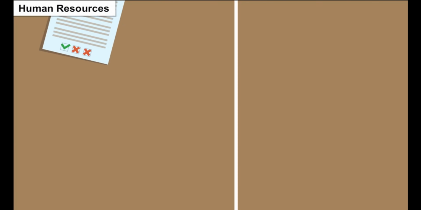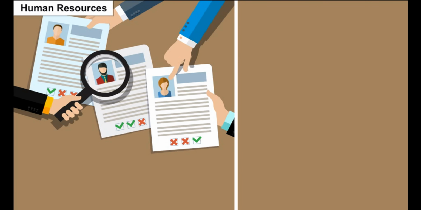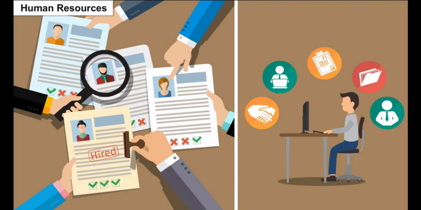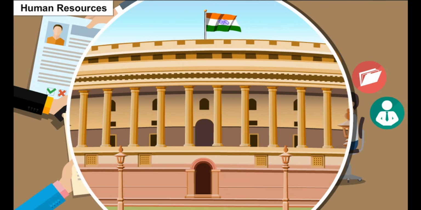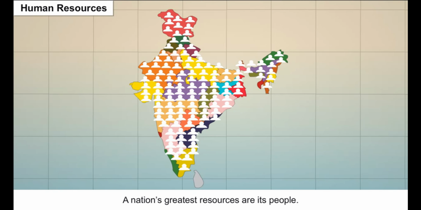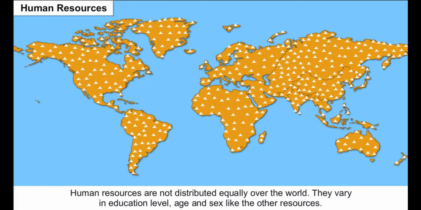Distribution of population. Human resources. It is the demands and abilities of humans that make them human resources. The Government of India created it in 1985 to improve people's skills. A nation's greatest resources are its people. Human resources are not distributed equally over the world. They vary in education level, age and sex like the other resources.